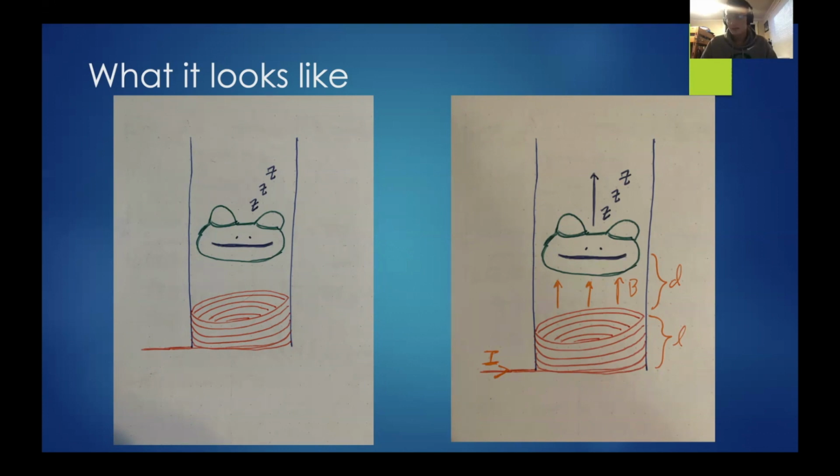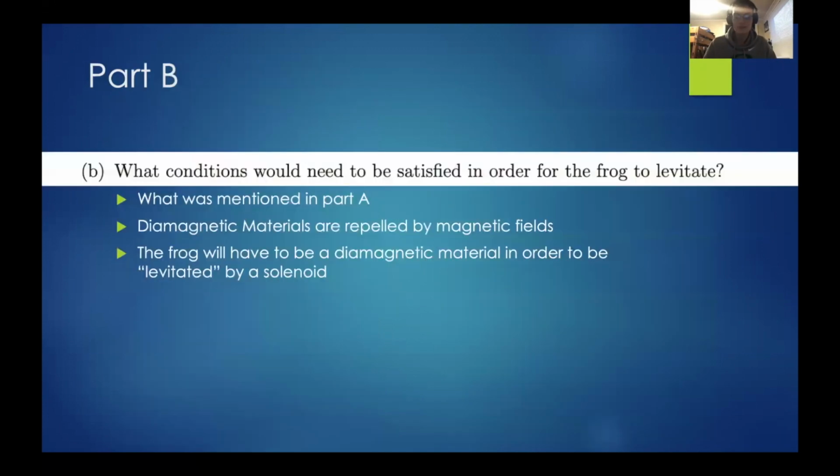And on the right hand side there, you can see we have a current I, we have a length of the solenoid, which is drawn at the bottom of the figure, a distance D between the solenoid and the frog, a B field that is going to be pointing up towards the frog, and not only do the Z's represent that the frog is sleeping, they also show the positive z-hat direction for the problem.